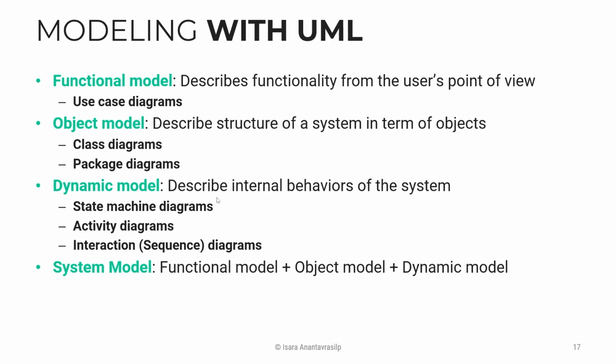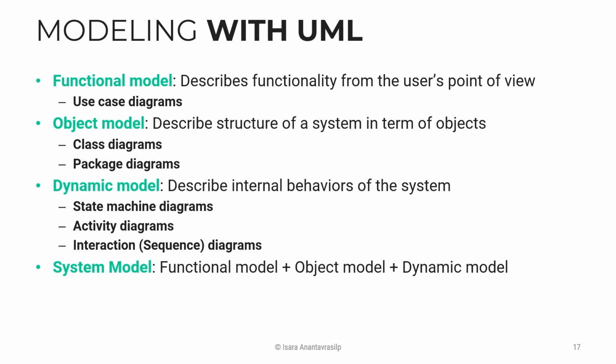UML is composed of many kinds of diagrams, and we can divide them in terms of models. First, we have functional models that describe the functionality of the system from the user's perspective. We can use use case diagrams to describe these functional models. Next are the object models that describe the structure of the system in terms of objects. Basically, you want to explain what the system is composed of, what the components inside the system are, what the subsystems are, what the components within the subsystem are. In order to do this, you can use class diagrams and package diagrams.